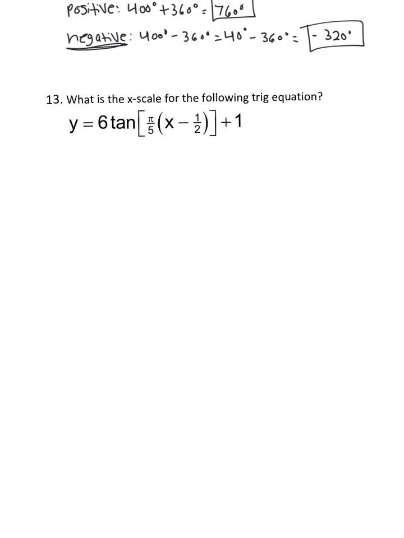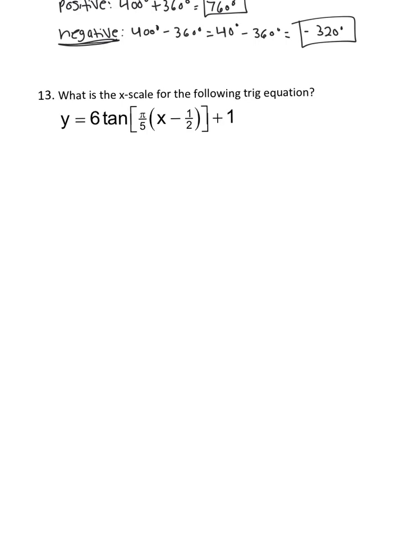Okay, number 13. What is the x scale for the following trig equation? The formula for x scale, another great thing that you might want to put on your note card, is pi over 2 divided by b. So my b value is whatever number is in front of the parentheses, so that pi over 5 is my b value. So I have pi over 2 divided by pi over 5.